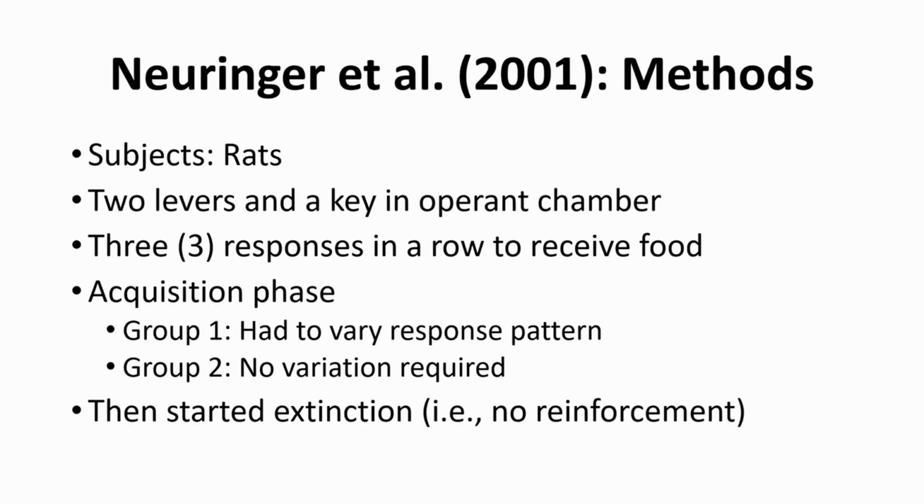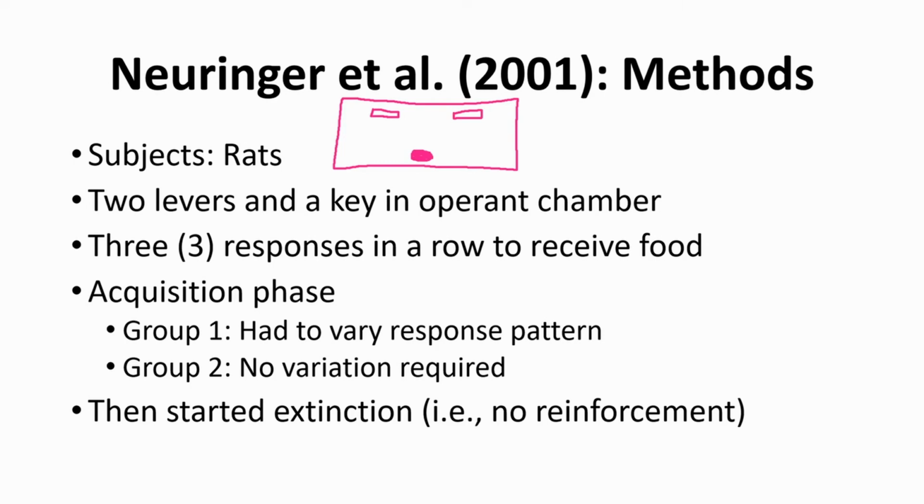Okay, so let's set the stage here. Our subjects are rats, pretty standard, rats in an operant box. We've seen this before. In the setup that we have, in our operant box here, we have two levers and a key. I think that they said that there are two levers on one wall, one on the left, one on the right, and then there's a key or a button on another wall. So there are three possible responses that can be made. You can press the left lever, you can press the right lever, or you can push the key. And in this setup, the rats have to make 3 responses in a row to receive food.